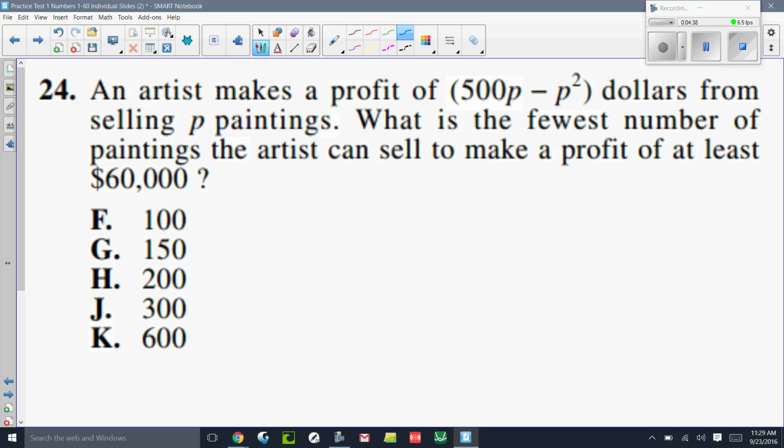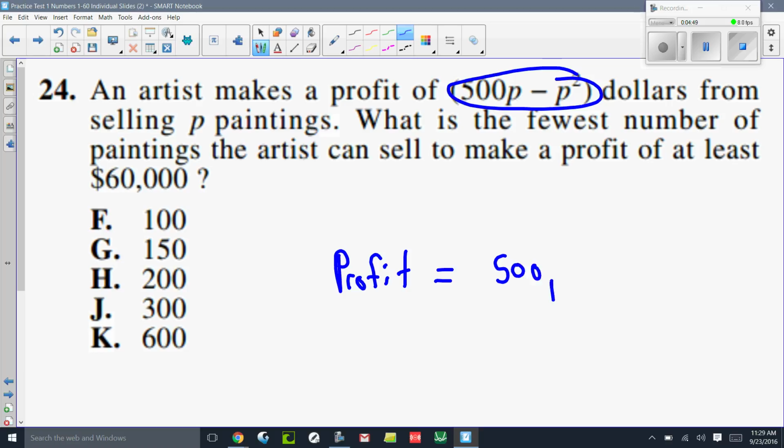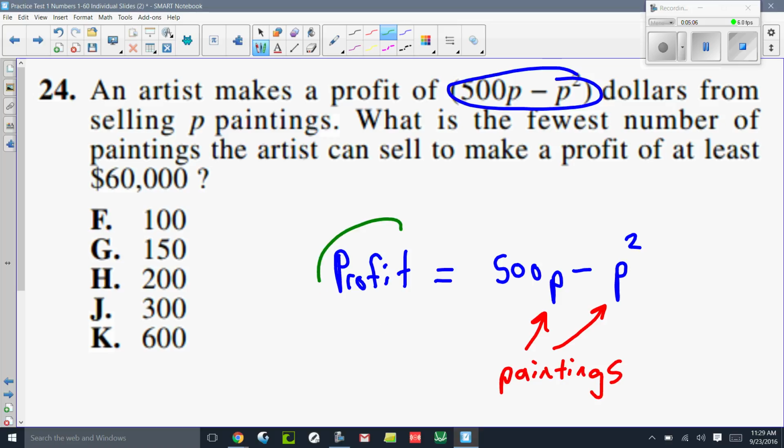This expression right here is my profit. So the profit we're going to make is going to equal 500p minus p squared. And p doesn't represent profit. That might be part of the confusion. P represents the number of paintings we need to sell. So both of those would be represented by the number of paintings we need to sell. So our goal here is ultimately to make a profit equal to $60,000.